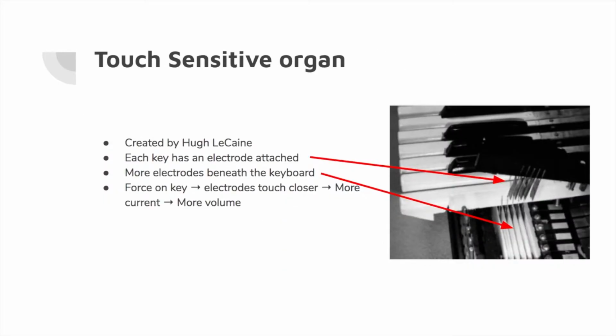We can see the touch-sensitive organ in the picture on the right, which was created by Hugh LeCaine. On the key right here, it has electrodes connected to it, and beneath the keyboard there are also some electrodes. When you press down on the key, there's a certain force, and with more force the electrodes come closer together in proximity, which produces more current and more volume. For a musician who's well accustomed to this kind of instrument, the touch-sensitive organ can provide really good control and range for each key.